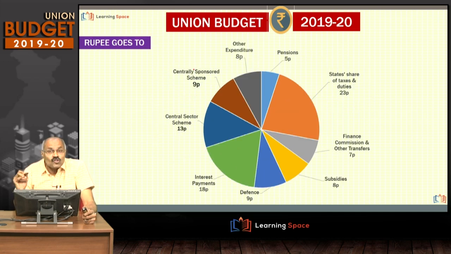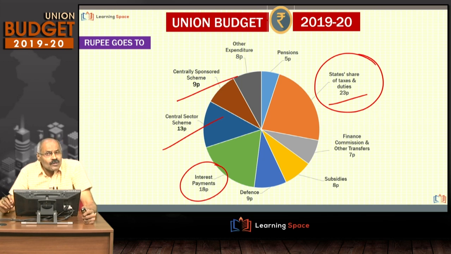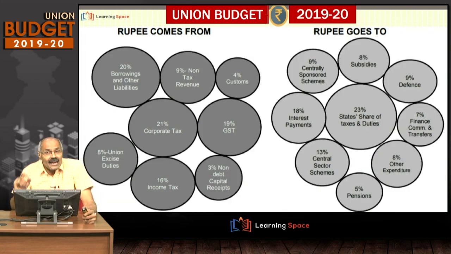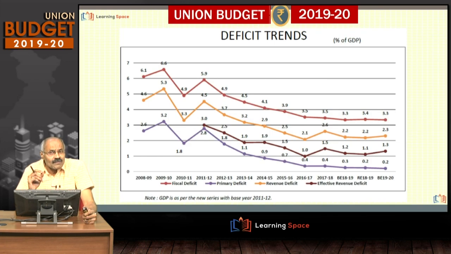And how does the rupee go? Here if you see, states' share of taxes and duties, right? That is 23. Then comes interest payments, 18 paise. Like that, the things are mentioned here. Central sector schemes, then centrally sponsored schemes, pensions, subsidies, defense payments, all these things. Just have a glance at this slide, how the rupee comes, how the rupee goes. The similar thing is mentioned in a different paradigm. 23% goes to states' share of taxes and duties, right? And this is 21% corporate tax, how the rupee comes from. And friends, these are very important from your exam perspective.